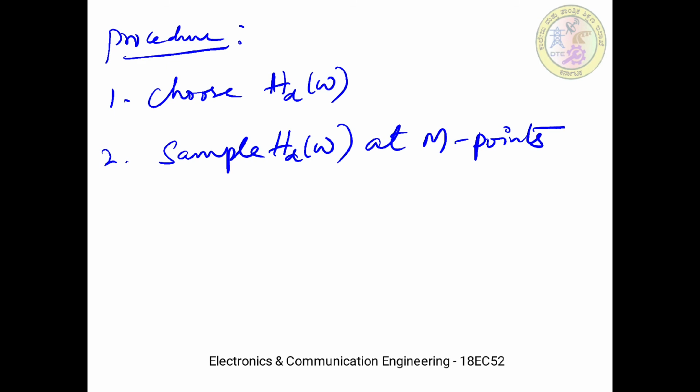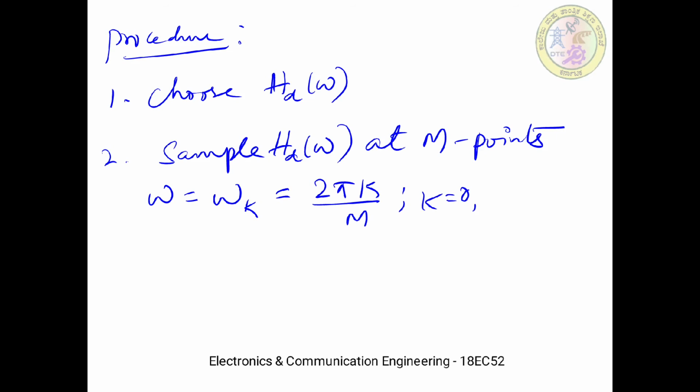At M points means we are sampling the omega axis at k number of points. This will be nothing but 2 pi k by M, where k equals 0, 1, 2 up to M minus 1. So we have to sample this Hd of omega at M number of points to get the H of k sequence.